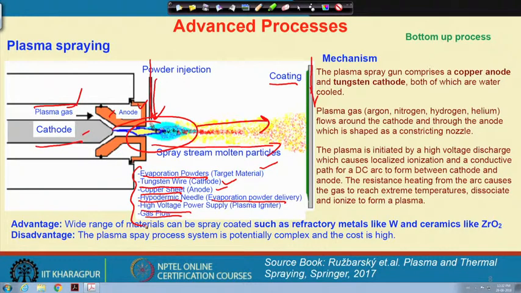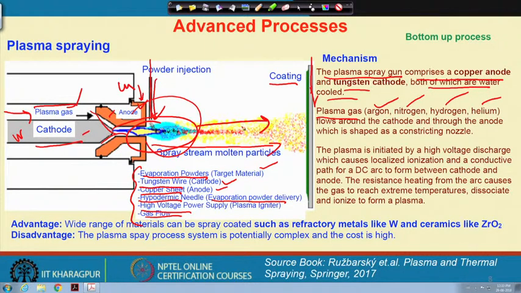On the other hand, this plasma spray gun comprises a copper anode and a tungsten cathode. So, this is tungsten and here we have copper, both of which are water cooled near the plasma. This plasma requires a gas, and that gas has to pass through the anode, which will carry those plasma particles. Here we have argon, nitrogen, hydrogen or helium that flows around the cathode, passes through a nozzle and hits the surface where the coating has to be done.